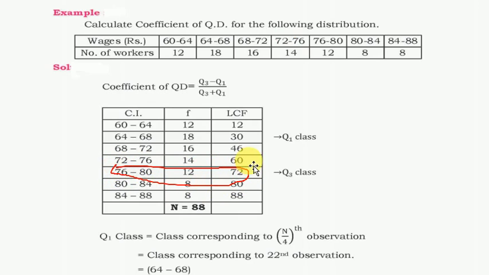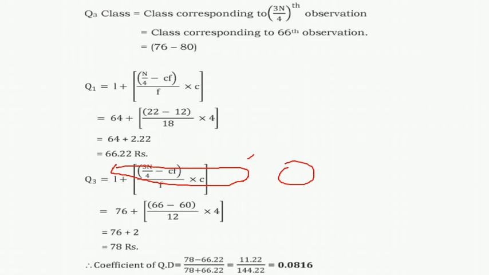So here 60 is a CF, the lower limit. The next highest is the frequency. Then it lies in between 76 to 80. 76, it may be 77, it may be 78, 79, up to 80, but not 80. So somewhere in between would be the Q3. So that is a class limit. So let us solve this problem.